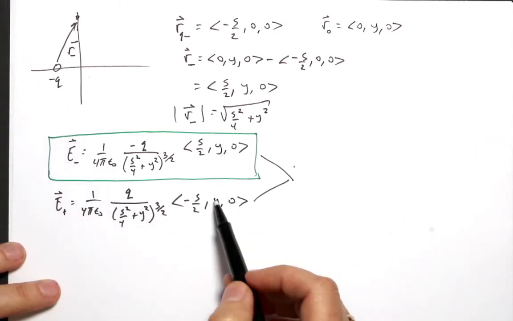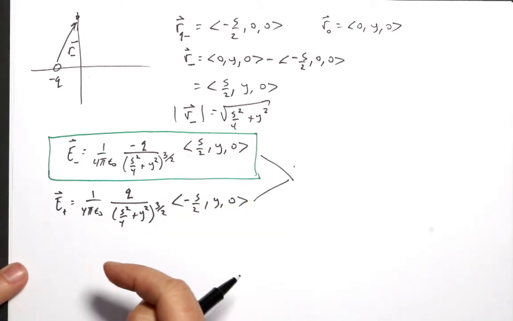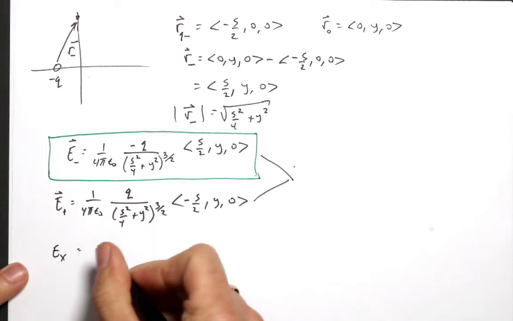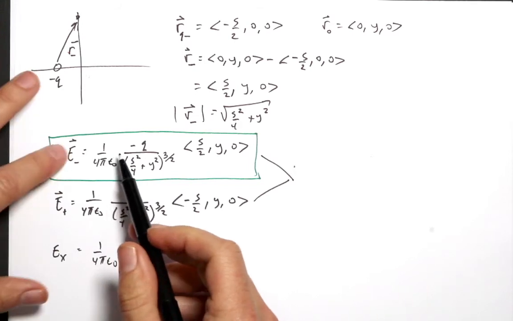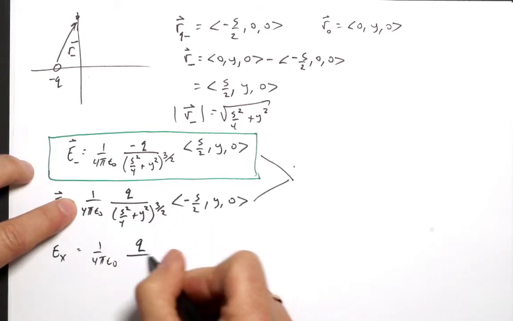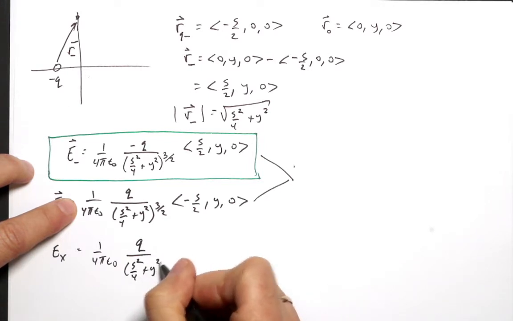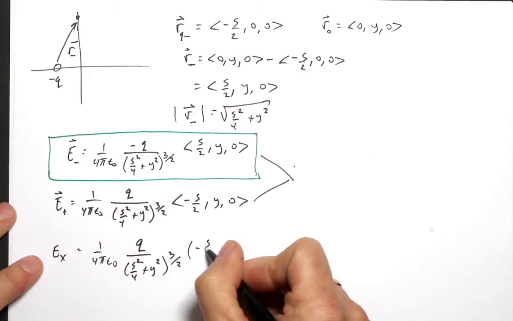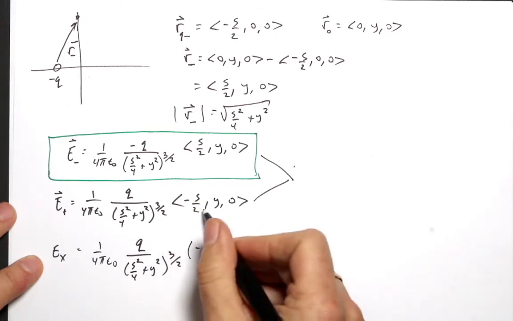So the y and the z components are 0, so I only have to deal with the x component. So let's just write down E x, the x component. It's going to be 1 over 4 pi epsilon naught. And then the x component for this one is going to be equal to q over s squared over 4 plus y squared to the 3/2. And then I have this negative s over 2. That's from the top part, that's the x component.